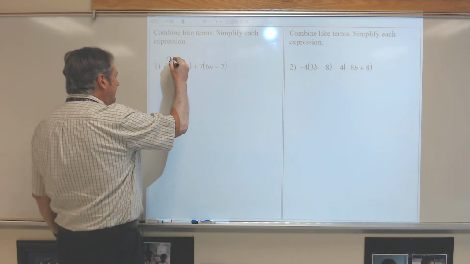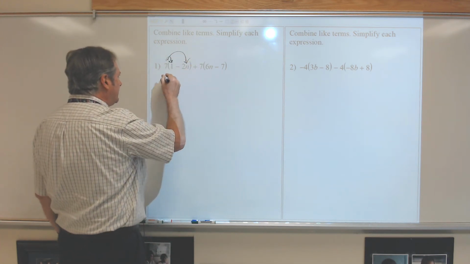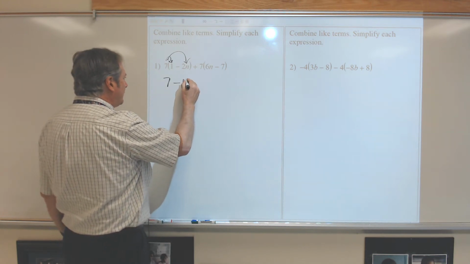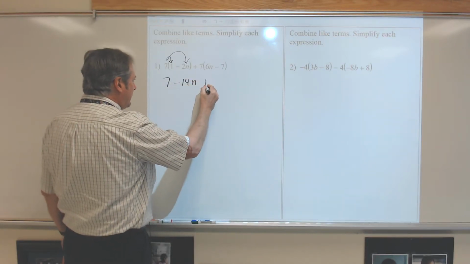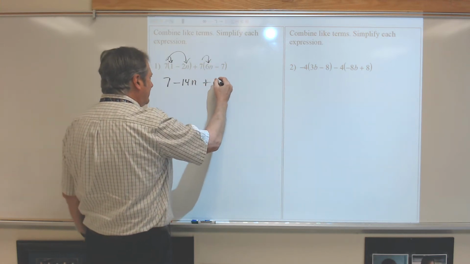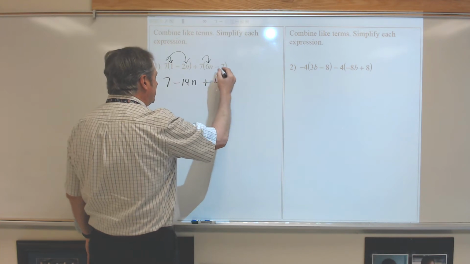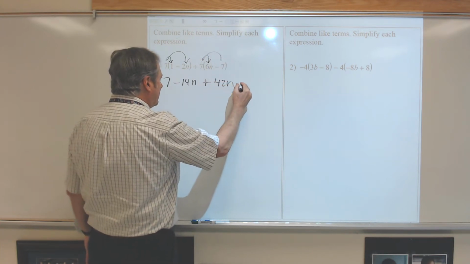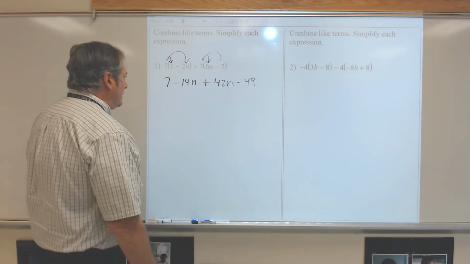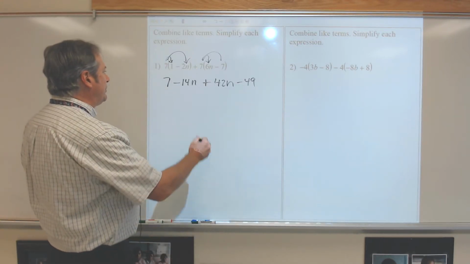So we're going to go 7 times 1, 7 times negative 2n. 7 times 1 is 7, 7 times negative 2n is minus 14n, plus 7 times 6n is 42n. 7 times negative 7 is negative 49. All right, so let's put them together.